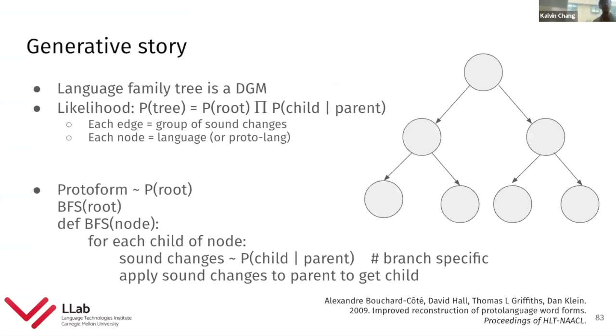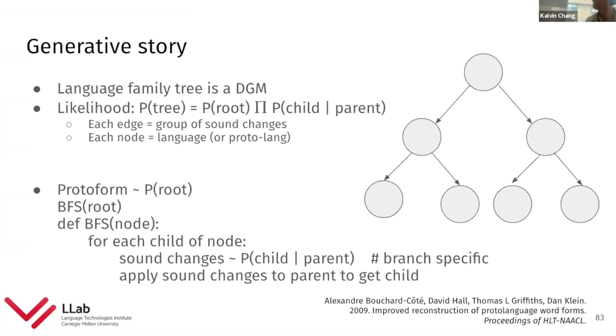So for those of you who've taken PGM, we can talk about the generative story of sound change over time. We can consider the language family tree as a directed graphical model, where the root of the tree is simply the proto-language. And along each edge, there's a series of possible sound changes. And then we can calculate the likelihood of that entire tree by taking the probability of the root multiplied by the probability of the sound changes on each edge.